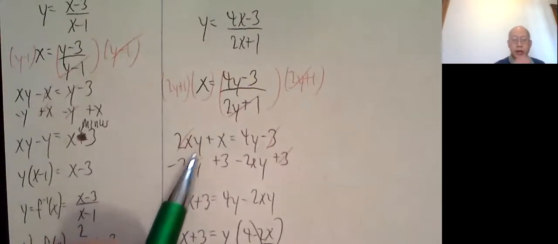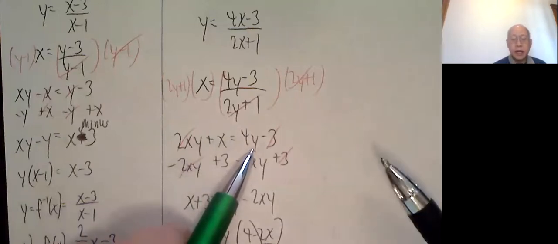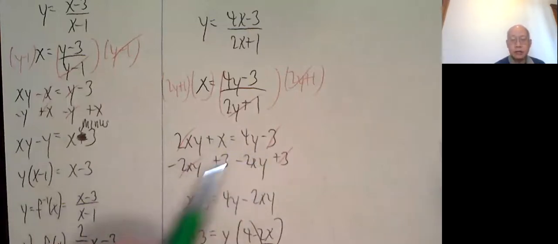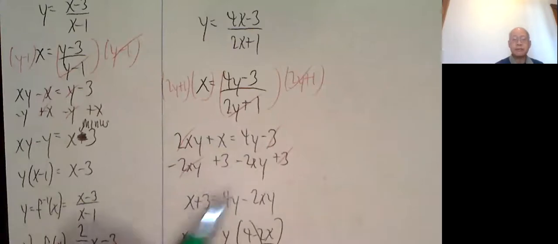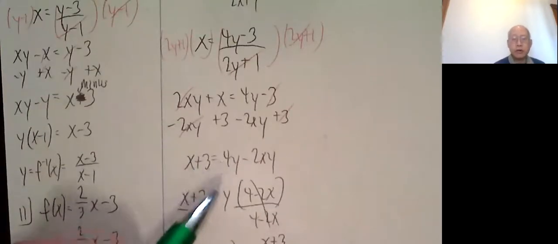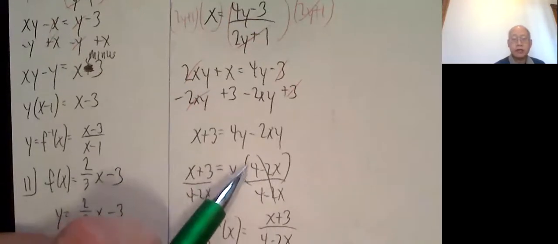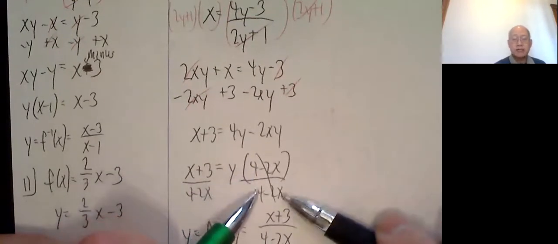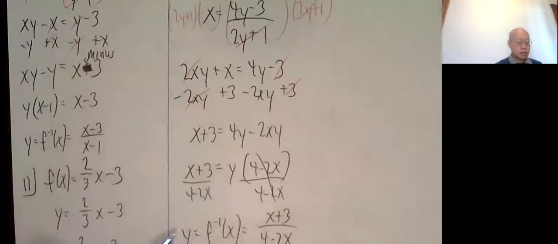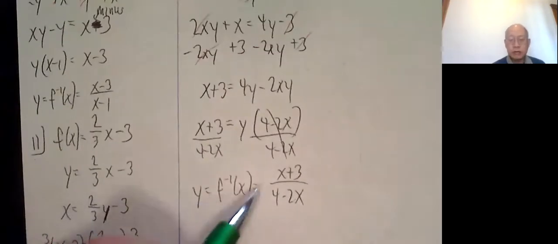Okay, now let's get all the y's on the right side and non-y's on the left. So I add 3 to both sides, subtract 2xy. So x plus 3 equals 4y minus 2xy. Factor out the y, parentheses 4 minus 2x. Divide both sides by 4 minus 2x. So y equals f inverse of x equals x plus 3 over 4 minus 2x.